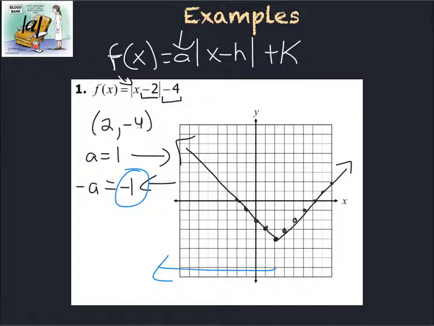Okay. Now, what would the domain be? The domain would be all reals, and by now you should be able to figure out your domain and range. Your range is going to be y is greater than or equal to negative 4. But we did this without a graph. Let's just do one more example.